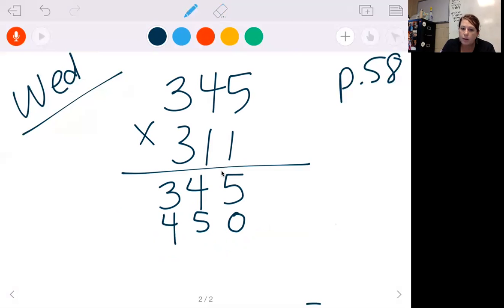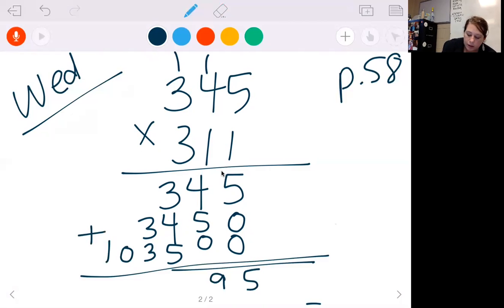Okay, I'm done with the second, or the tens column on 311. I'm going to put my 2 placeholder zeros and now multiply with my 3. 3 times 5 is 15, so I'm going to put my 5, carry my 1 above the 4. 3 times 4 is 12, plus 1 is 13. Put my 3, carry my 1 above the 3. And then 3 times 3 is 9, plus 1 is 10. And then I can add it all up. So let's do that. 9, 10, 11, 12, 6, 7. So on this one, I get 107,295.